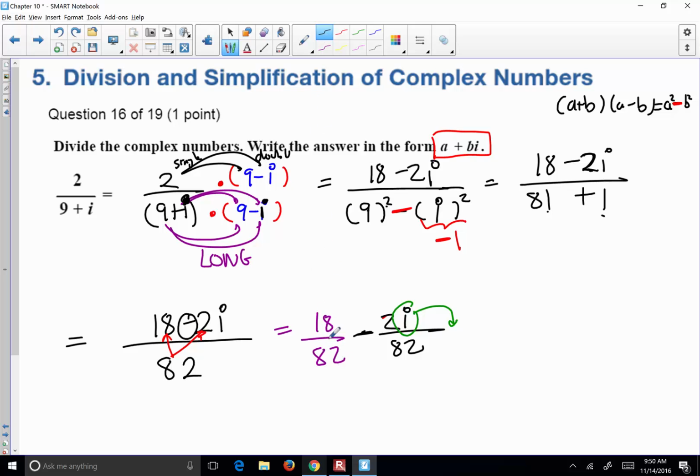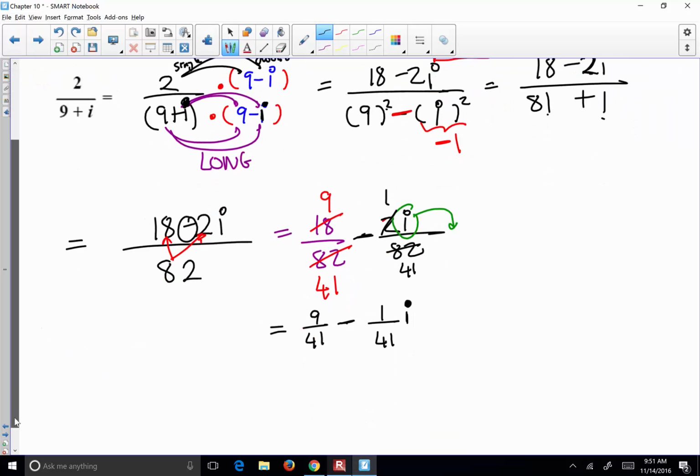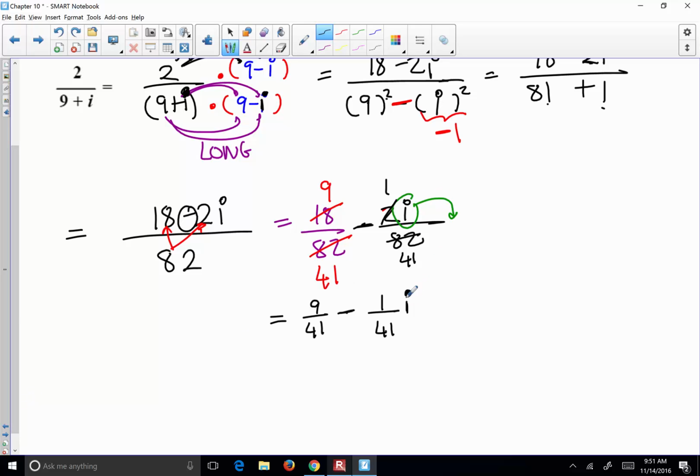Well, are there any cancellations here? Simplification: 18 and 82 can be reduced by 2. Divide 18 by 2, which is 9, and 82 by 2, which is 41. So you get 9 over 41 in the first half. Minus, oh, this is the same deal, 2 and 82 cancel. So it is 1 over 41 i. Okay, so I kept this i to the end.